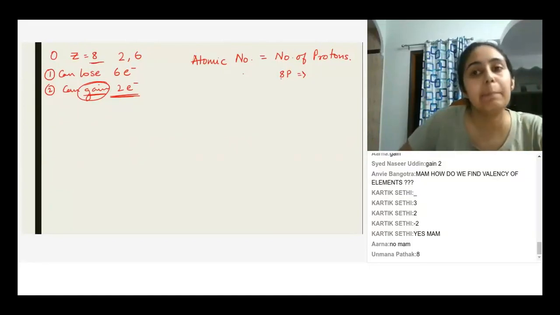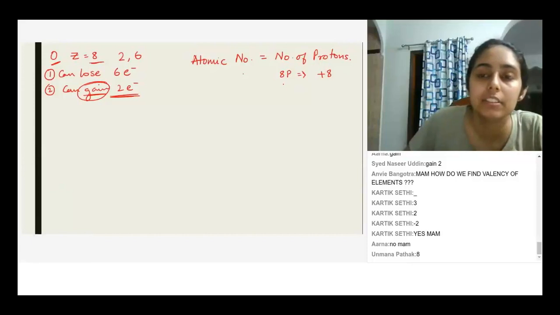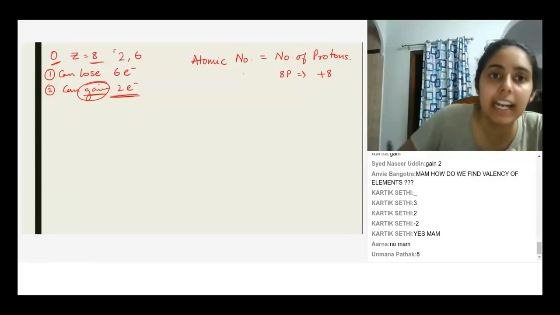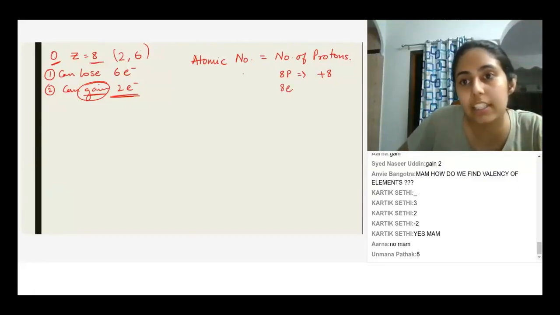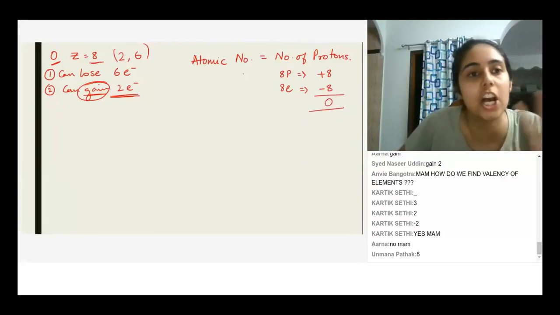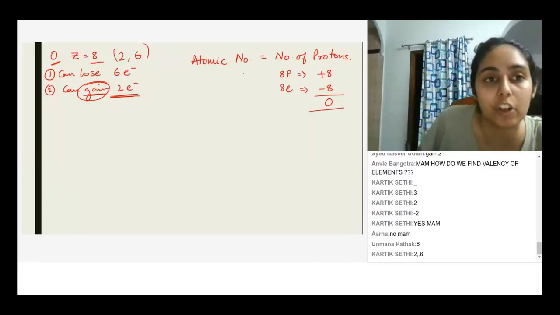All right. So 8 protons, meaning I have 8 positive charges. And how many electrons does oxygen initially have? 8 electrons, right? 2,6. So I will put 8 electrons, and 8 electrons have negative charges, so minus 8. So initially the charge on oxygen was 0. After that, oxygen gained 2 more electrons in order to achieve the octet configuration.